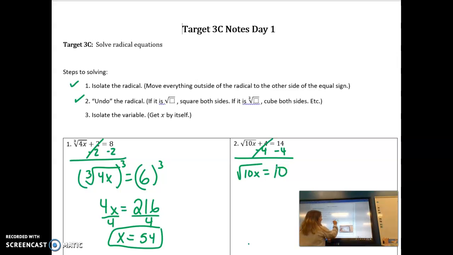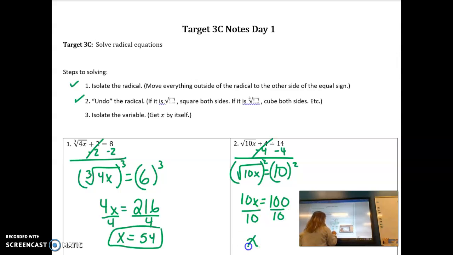But now I need to get rid of the square root, so the inverse of square root, which is squaring, is to put it to the second power. Okay, so 10x equals 10 times 10, which is 100. Then to solve for x, I divide by 10 on both sides, and I get x is equal to 10. So this is a little bit of a recap from Friday.